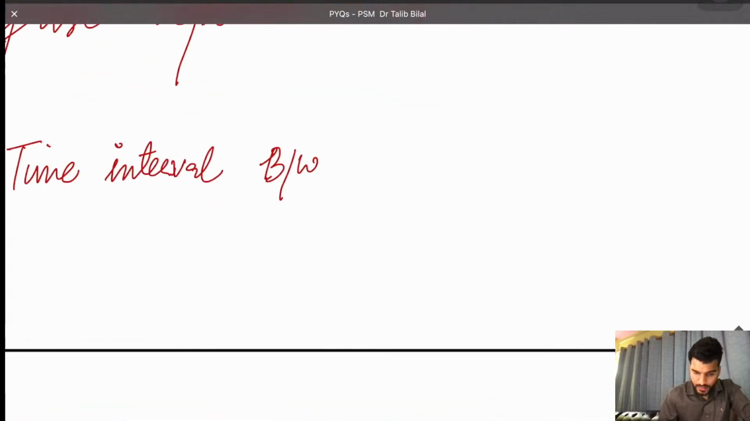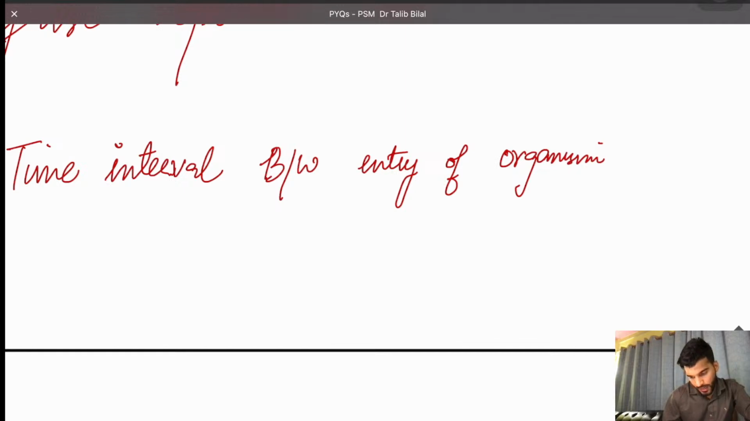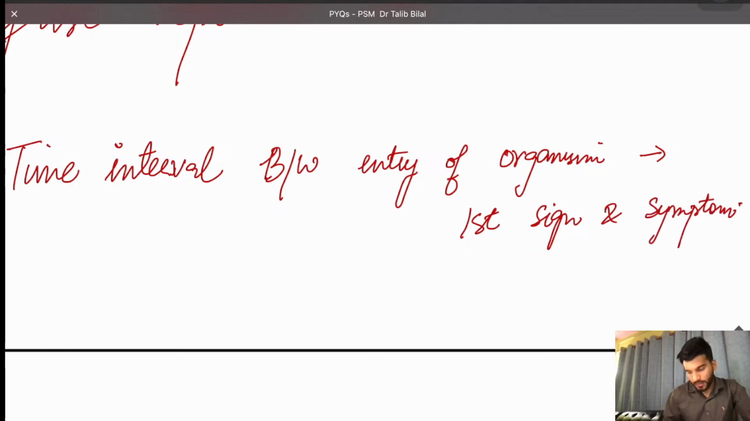Time interval between entry of organism till first sign and symptom. Till first sign and symptom.